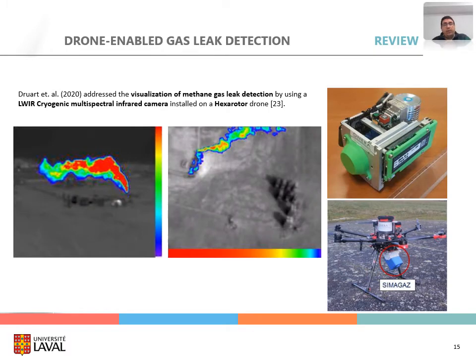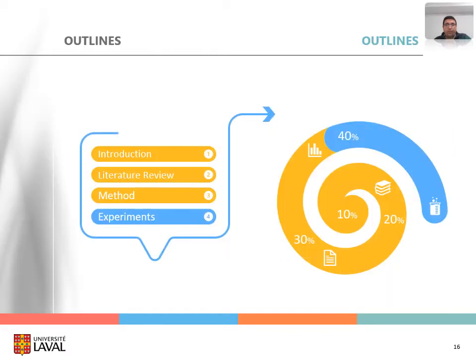Finally, one study addressed the visualization of methane gas leak detection by using a LWIR multispectral infrared camera installed on a hexarotor drone. Next section is method.